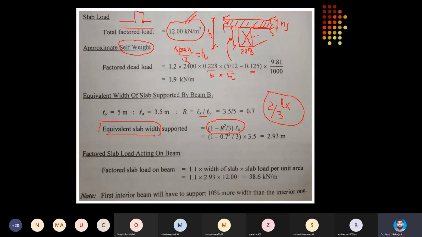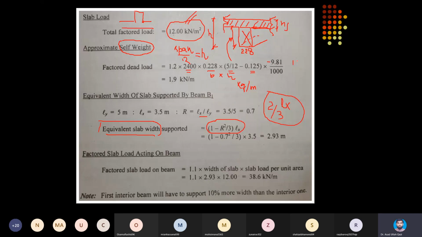into B into 2400 kg per meter cube, will give me the self weight of the beam projecting below the slab in kg per meter, the density multiplied by area. Further, I want to convert this into kilonewton per meter, so I multiply this with 9.81 divided by 1000. So 9.81 will give me Newton and dividing by 1000 will give me kilonewton per meter.